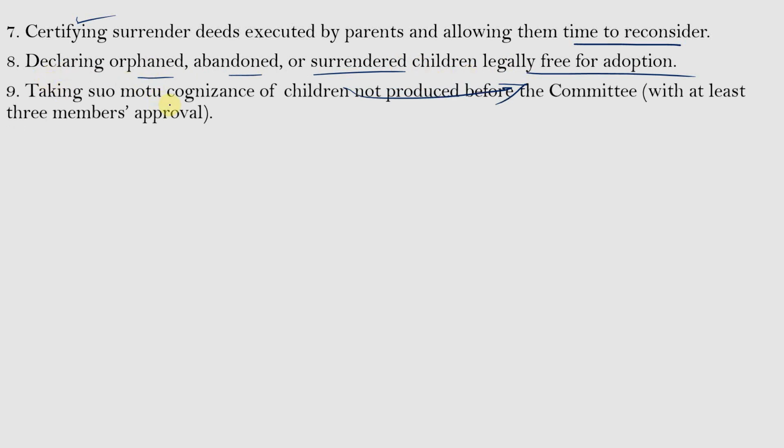And taking suo motu cognizance of children not produced before the committee, with at least 3 members' approval. So, any child who is found orphaned, abandoned, or is in need of care and protection and was not produced before the committee, then the committee shall have power to directly take the child into their custody. And for that, at least the approval of three members of the committee shall be taken.